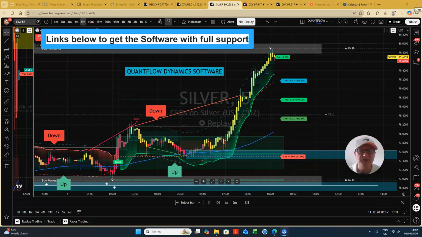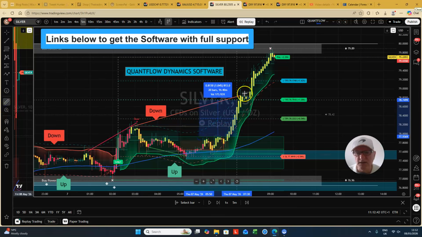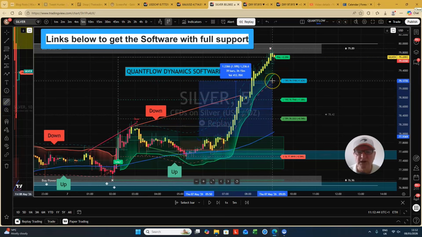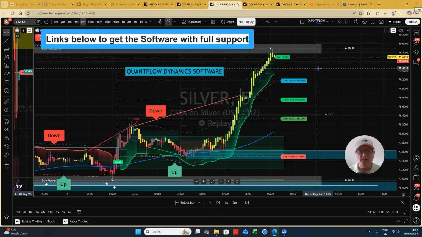The other thing that happens is once you get the position and the signal for a buy, you get take profit 1, TP2, TP3, and you can have 4 if you wish. But TP3 is there, and this position here would have made you, if you got in at the right time, to take profit 3, 1,236 pips. Yes, it's true. Now I'm going to wind this forward.